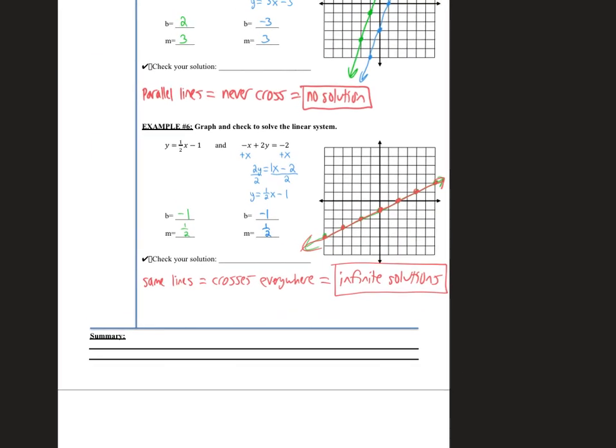So we could test any point we want, but because they're basically the same equation here and here, it's going to be the same thing no matter what. So that's another possible solution, infinite solutions. So we have one solution where you check it algebraically. We have no solution where they never cross and are parallel. And we have infinite solutions where it's the same line on top of itself and it crosses everywhere.